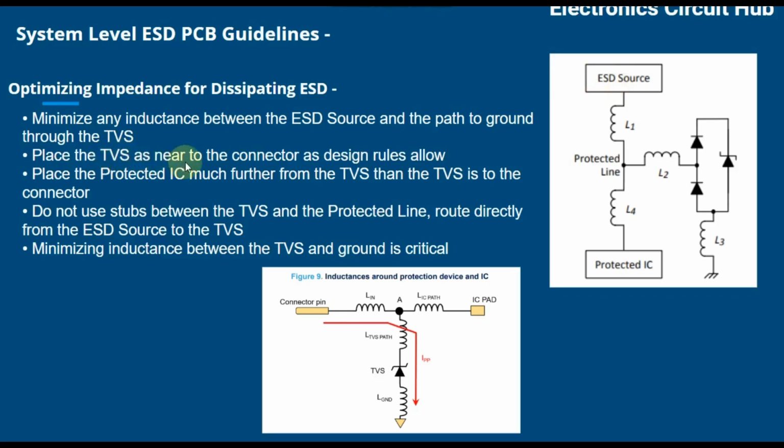Place the TVS diode as close to the connector as your design rules allow. Place the protected IC much further from the TVS than the TVS is from the connector. Do not use a stub between the TVS and the protected line. Route directly from the ESD source to the TVS ground. Minimizing inductance from TVS to ground is critical.